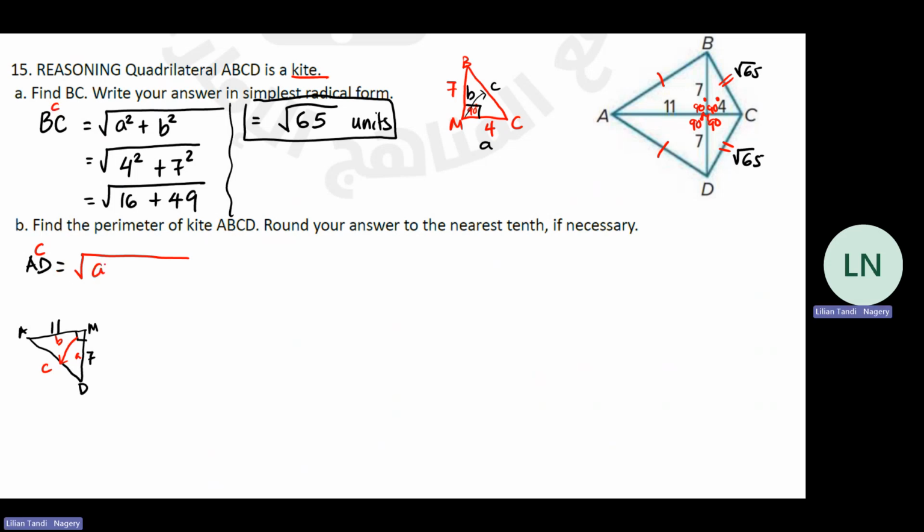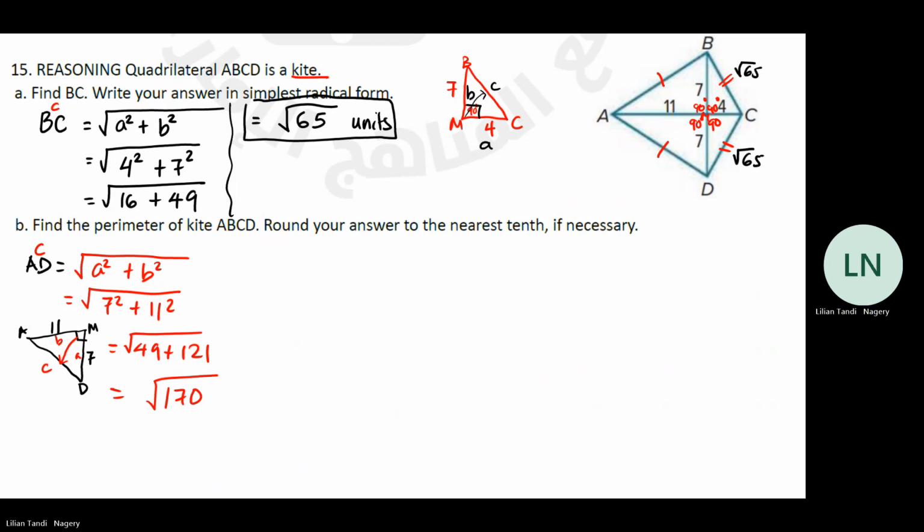C equals the square root of A squared plus B squared, which is equal to the square root of 7 squared plus 11 squared, which is equal to the square root of 49 plus 121, which equals the square root of 170. Okay? So the square root of 170 is still 170. It doesn't change. So you put here square root of 170.